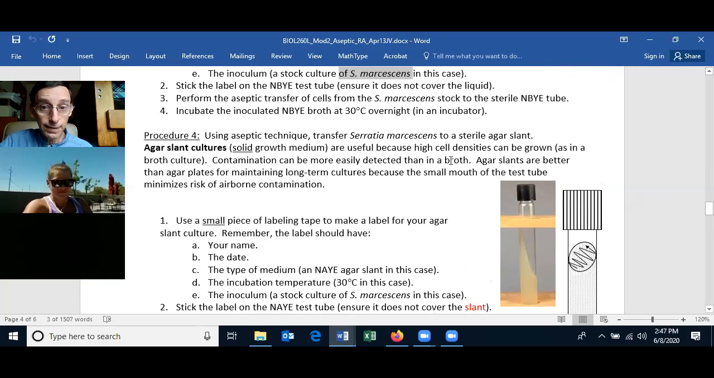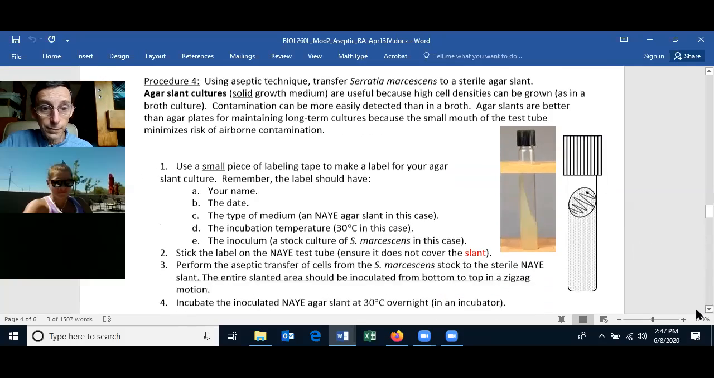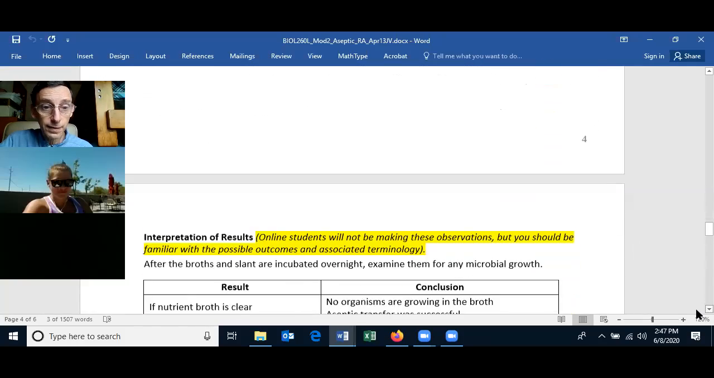You can get high cell densities there, and the advantage of the slant is that because it has such a small opening and a large amount of media, the cells can last for a month or maybe even 3 months if they're refrigerated. So slants can last longer than a plate. A plate is good for a week, and you might get 2 weeks out of a plate. All right, that's procedure 4. Any questions about that?